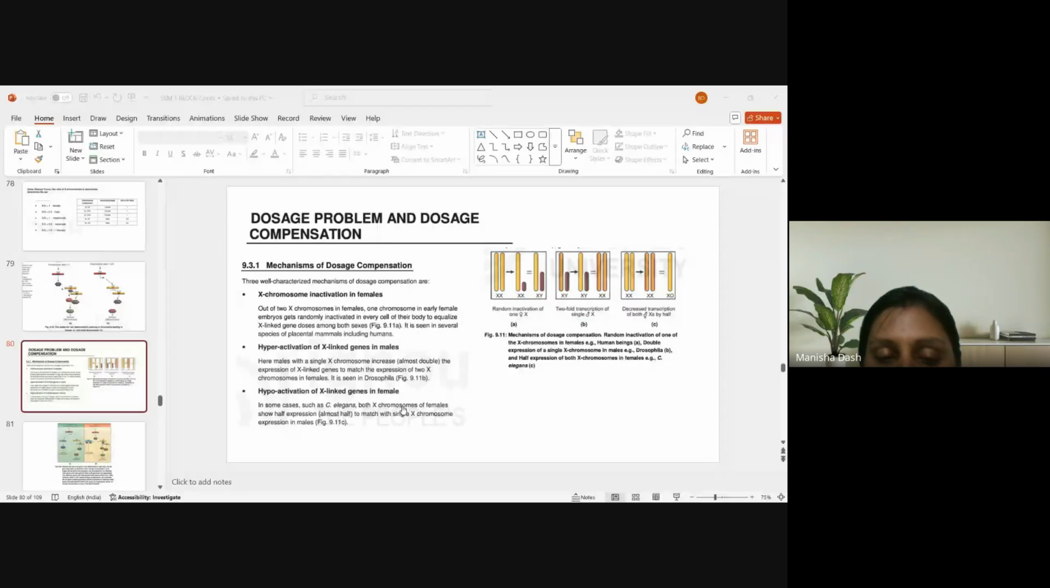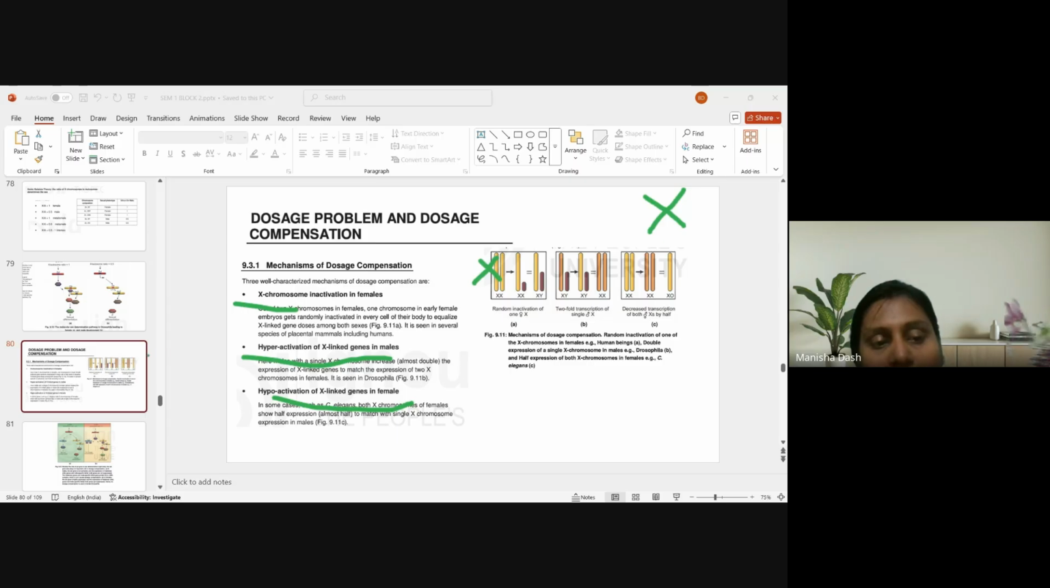So how will the balancing occur? Now, the balancing can occur in three different ways. One is X chromosome inactivation, or hyperactivation of the X-linked genes in males, or hypoactivation of the X-linked genes in females. In humans, one of the X chromosomes is completely inactivated. So it is now similar to the male condition. Male has one X chromosome, female also has one X chromosome. The second X is completely inactivated.